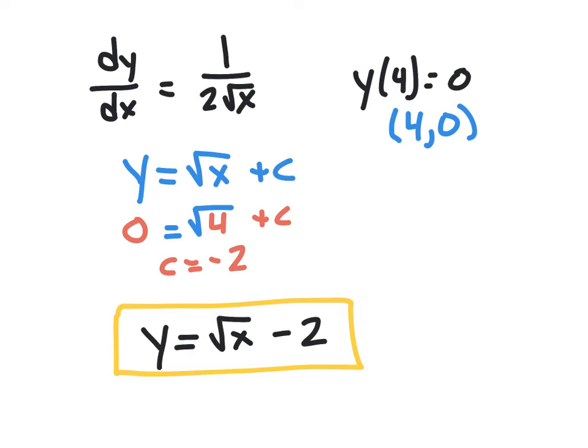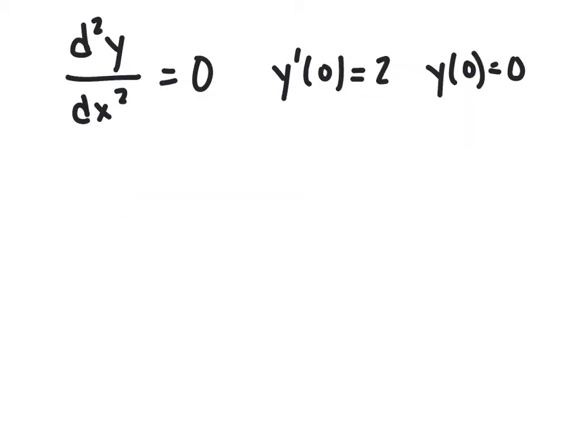Okay, now this process even works when you're given the second derivative, as long as you're given an initial condition for the first derivative and an initial condition for the original function. And that's what I'm going to show you on this last example. So here you can see we are given an initial condition for the first derivative, which is 0, 2, and an initial condition for the actual function, which is 0, 0.